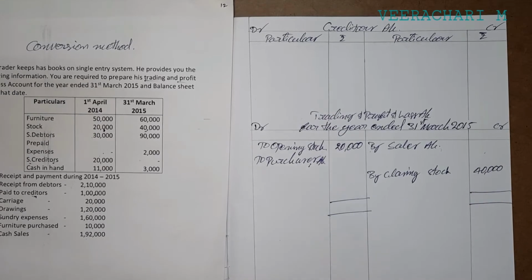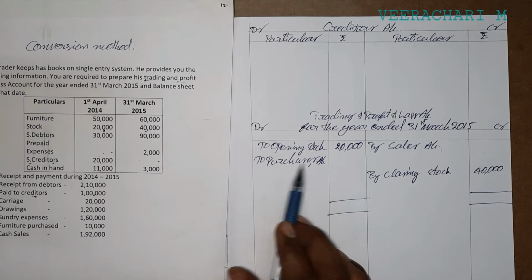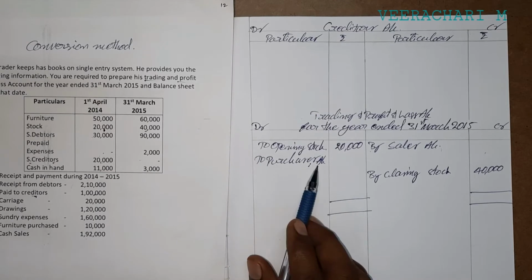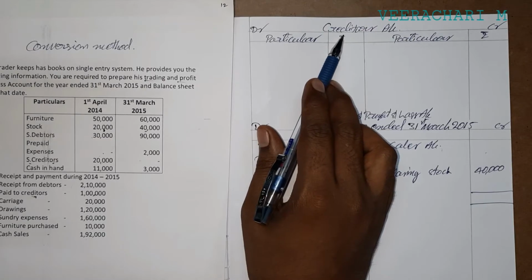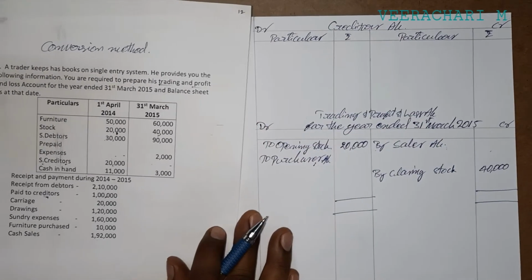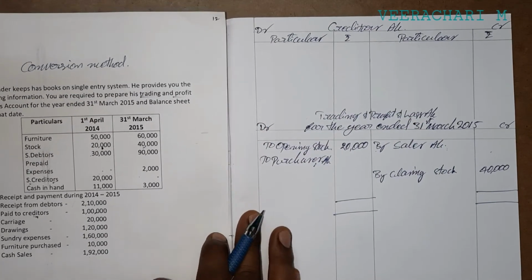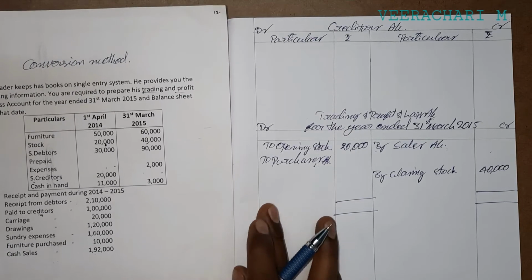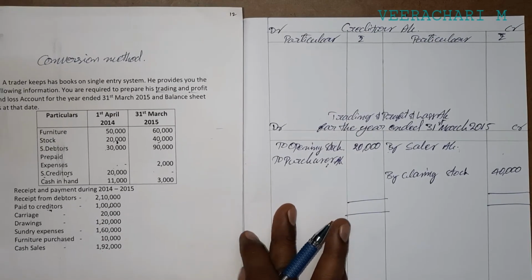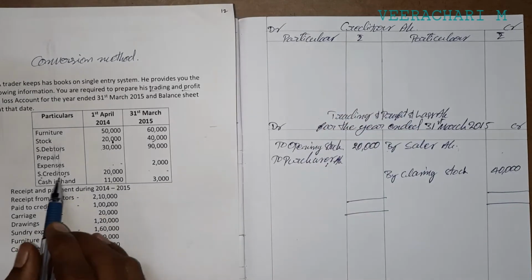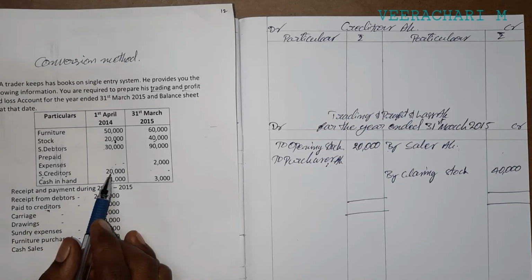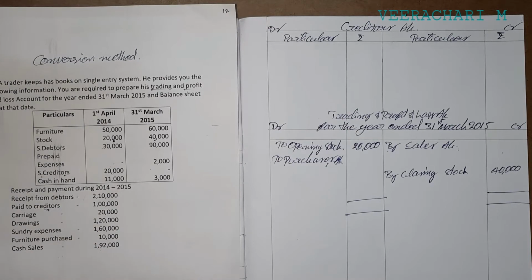Let's see, first of all we should compute purchases. For computation of purchases you can go for the creditors account. So creditors means suppliers. A supplier is called a creditor whenever it is given on credit.